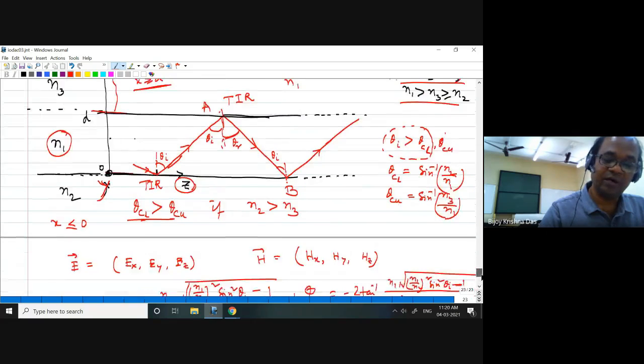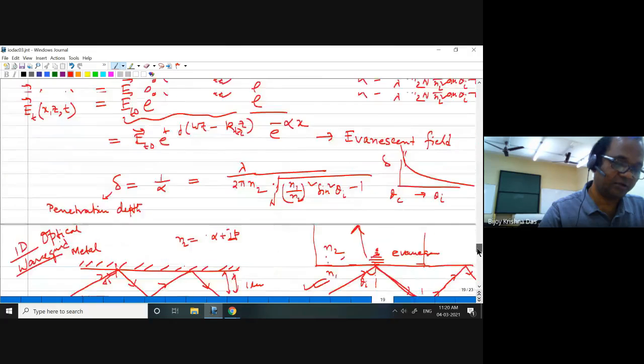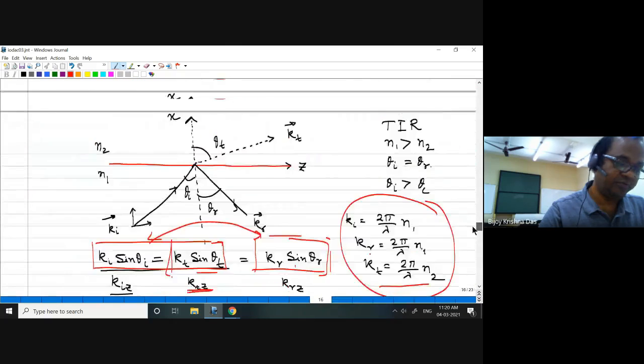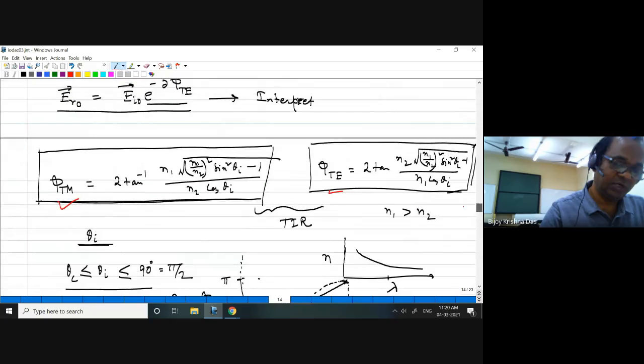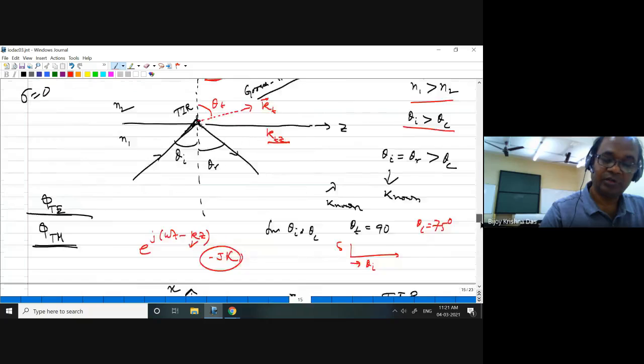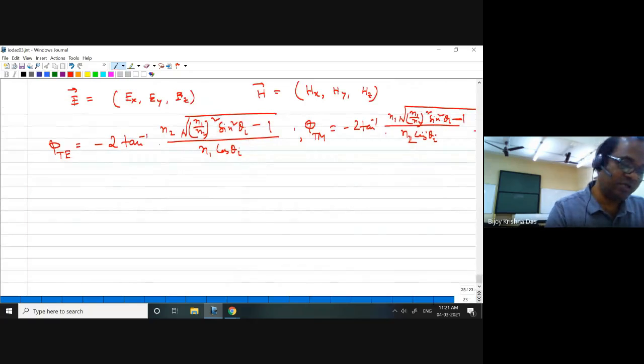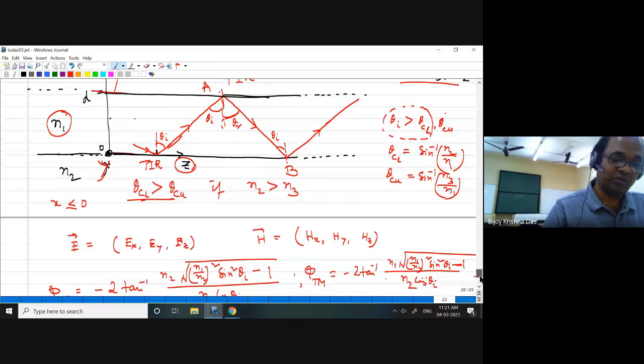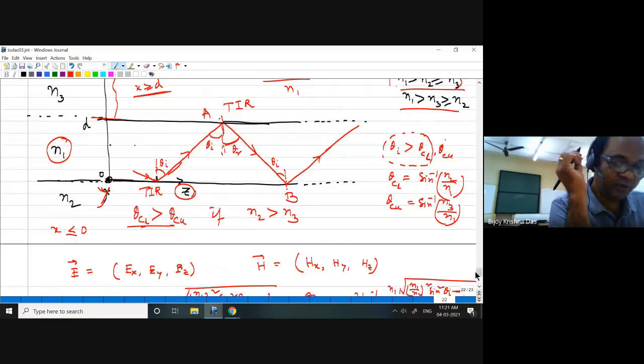If you just want to verify, you can go back and check whatever we have derived earlier. Phi TE, yes, n2 cos theta I, n1 cos theta I. Phi TM is n1 and phi TE is n2. So in the numerator it will be n2 multiplied, and the square root term is the same. So that is perfectly written here for TE, that is n2. Fine. So this is considered if the polarization is TE. TE means, with respect to this figure, what would be the electric field for TE?